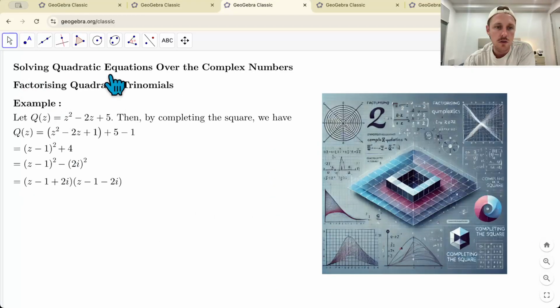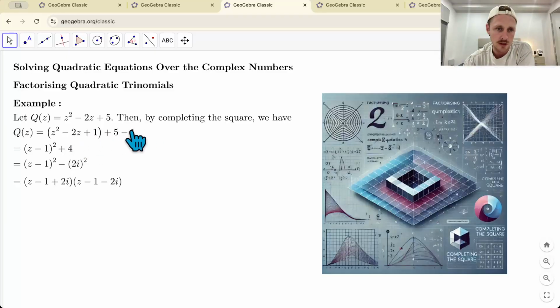All right, let's look at solving quadratic equations over complex numbers again, but this time we're factorizing quadratic trinomials. So similarly to real number land, when you're factorizing a quadratic trinomial, you can complete the square. And I'll put some links below if you're not sure about that. But if you had some complex quadratic, q of z equals z squared minus 2z plus 5, then by completing the square, we get this thing. Remember, to get this value here, we half the b value, or the middle value, and square it. Half of negative 2 is negative 1, squared is positive 1.